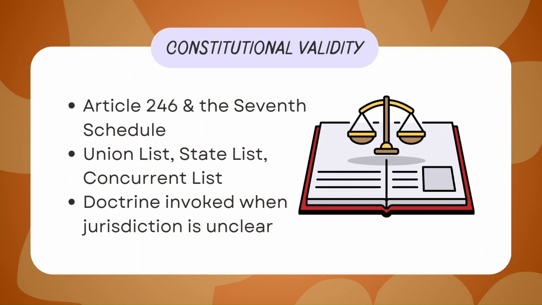Under Article 246 and the 7th Schedule, legislative powers in India are divided into three lists: Union list, laws made by the central government; State list, laws made by the state government; Concurrent list, both central and state can make laws. If a law appears to fall into multiple lists, courts apply the doctrine of pith and substance to determine which government has the actual authority to legislate on the matter.